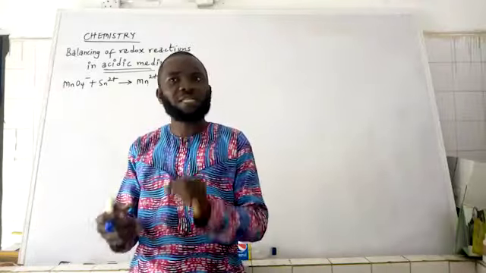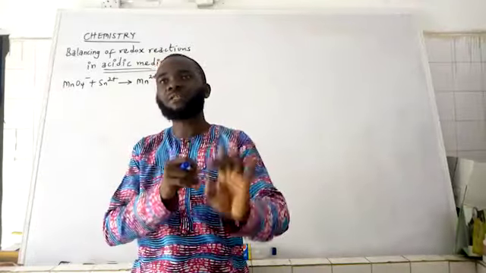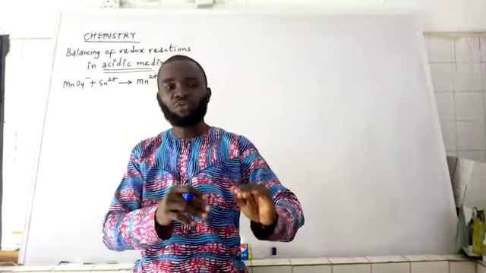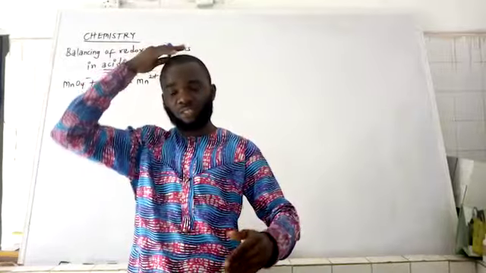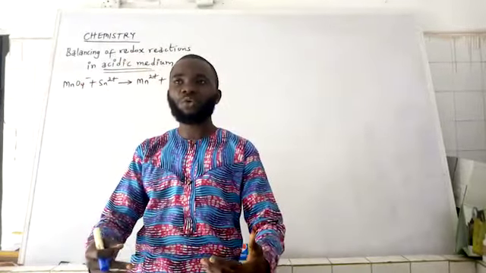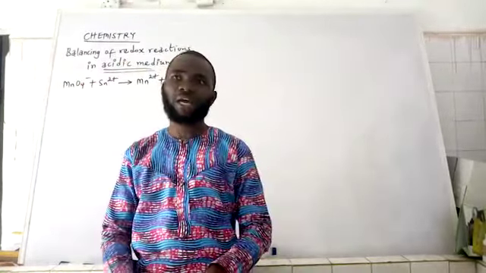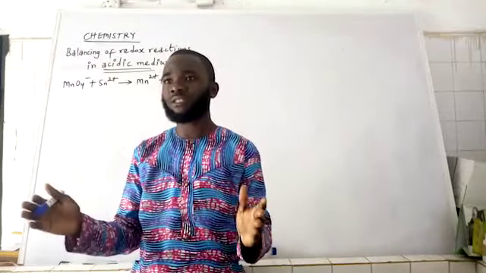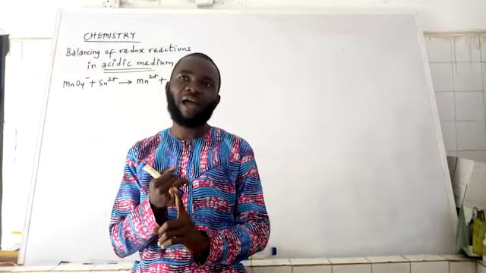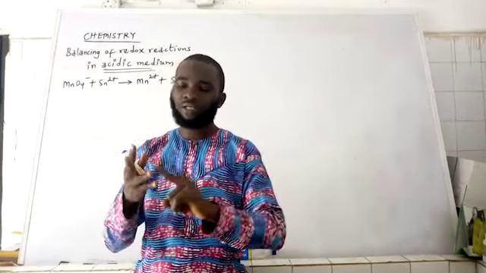We should know that an oxidizing agent is that substance that is reduced in a chemical reaction, thereby oxidizing another substance. A reducing agent in its own case is always oxidized. So how do we identify all of this? Let's start. The steps are six. We are to identify the oxidation half equation and the reduction half equation.